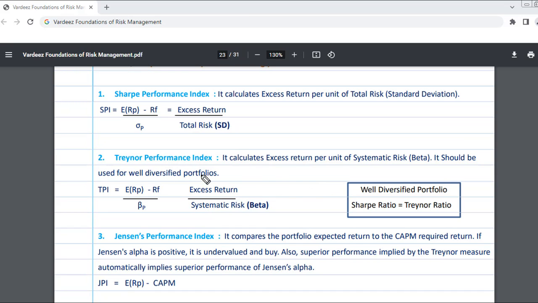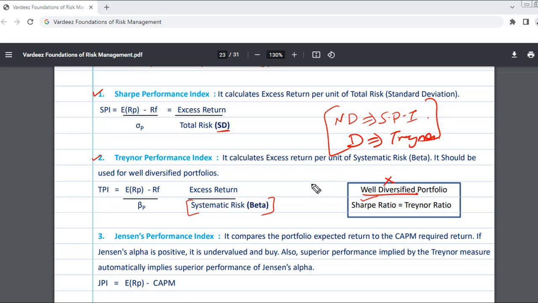And one thing I also want you to remember about the Treynor and the Sharpe: if the portfolio is not diversified, you would use the Sharpe Performance Index, and if it is diversified, then you would use the Treynor ratio. Okay, so this is something that I want you to remember for the exam.